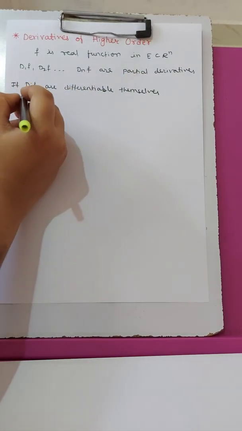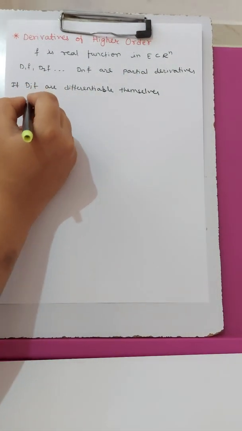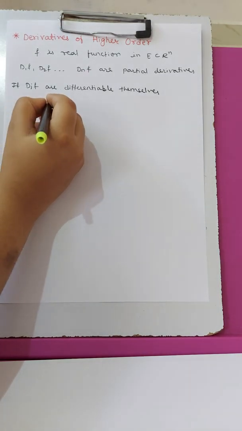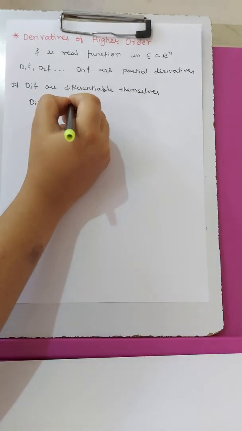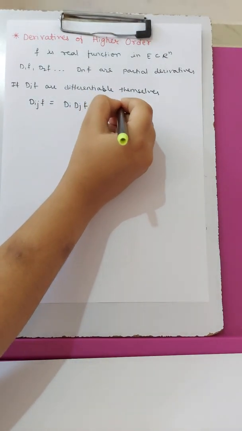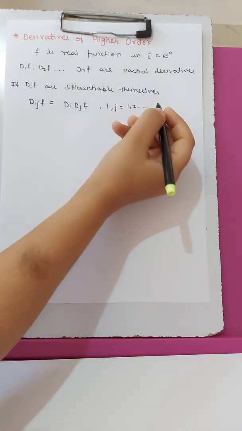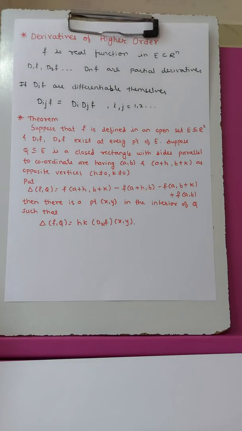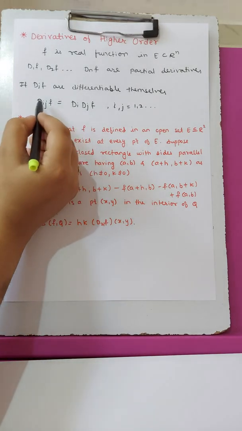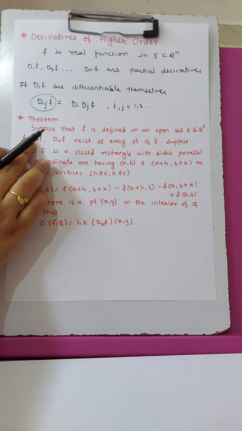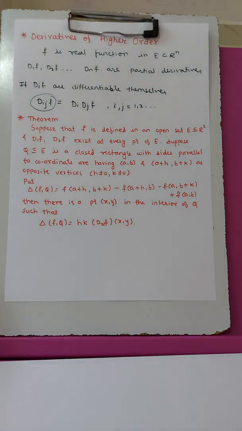then the second order partial derivative of f is defined as Dij f, which is equal to Di Dj f, where j ranges from 1 up to n, and so on. So here this function Dij f is the second order partial derivative of f.